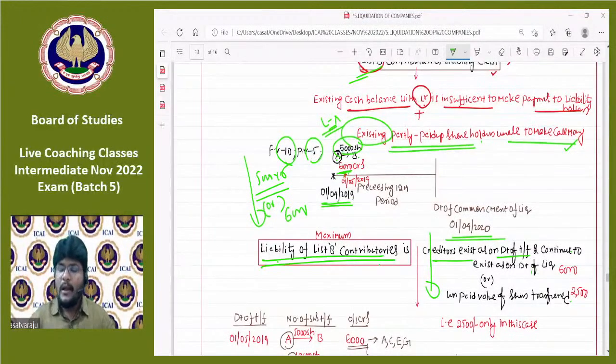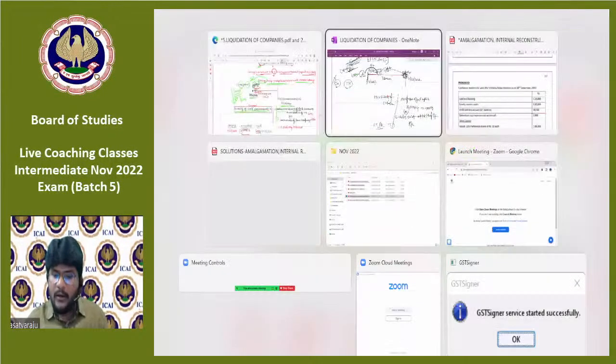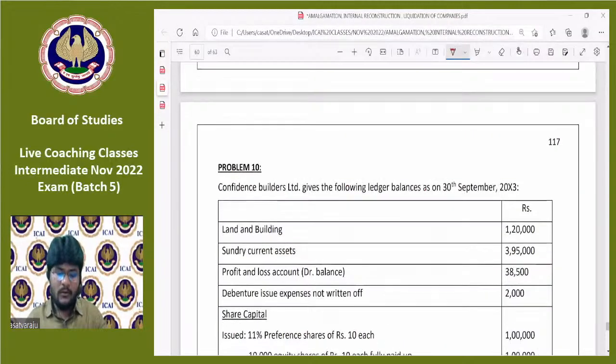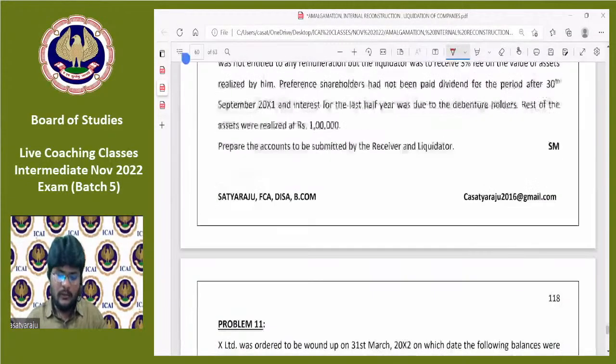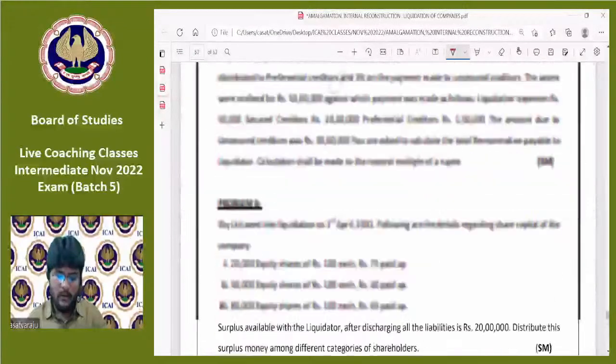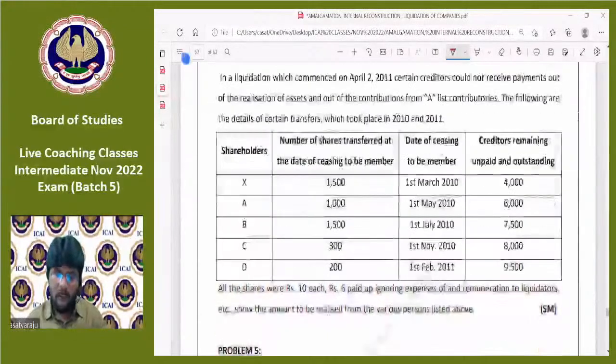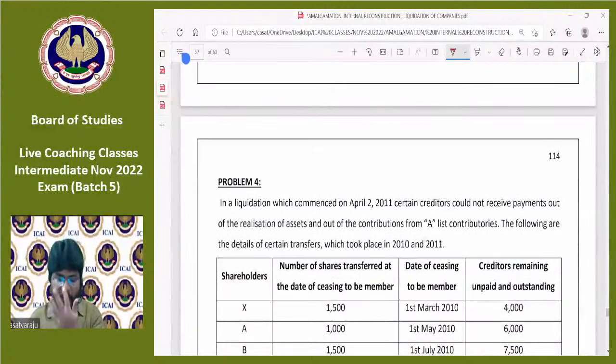Super. But if more than one list B contributory is there, generally, practically that will occur. More than one transfers occurred in the preceding past 12 months. Then how can you calculate the list B contributory of each and every person? That point we are going to see through a particular problem, which is problem number 10. Sorry, not 10. We ignored that problem previously. What is that? Problem number 4. Please, all of you come to problem number 4 quickly. Problem number 4.